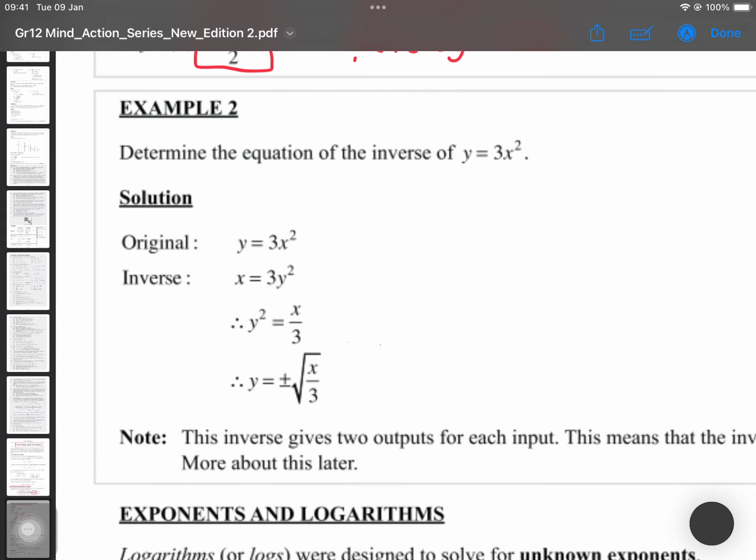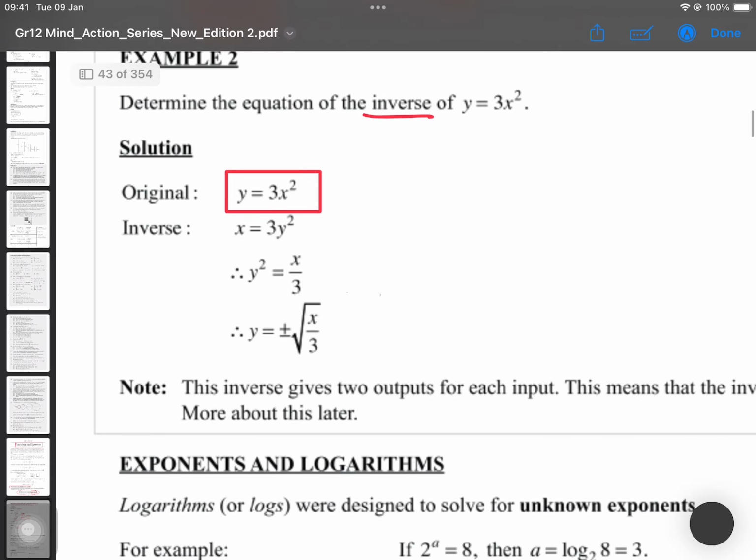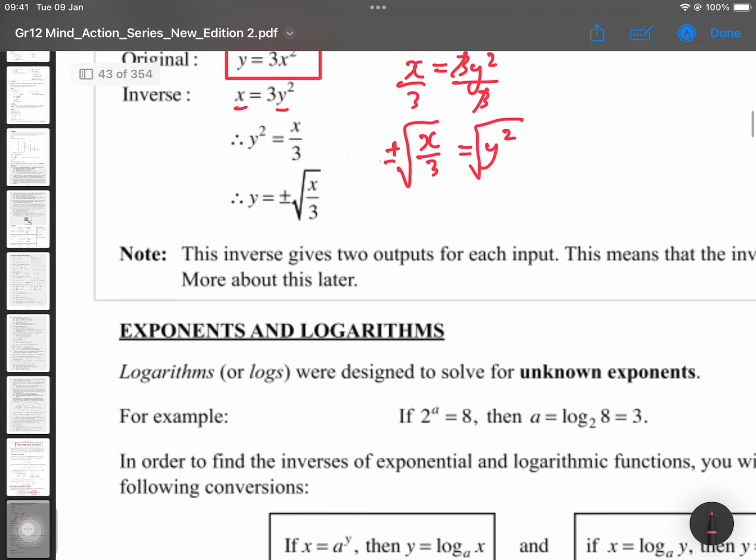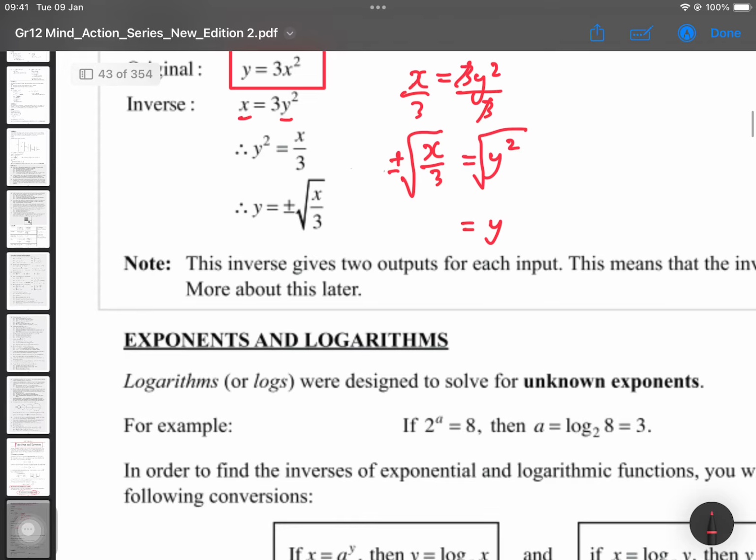Second example, already in the form y equals to, we want to find the inverse as well. So we swap x and y, and then we try to make y the subject of the formula. Let's do it. x equals 3y squared. First step, divide by 3 on both sides, and this cancels that. Next step is to apply a square root on both sides. Now, don't forget to put plus minus. So therefore, y is plus minus square root of x over 3.